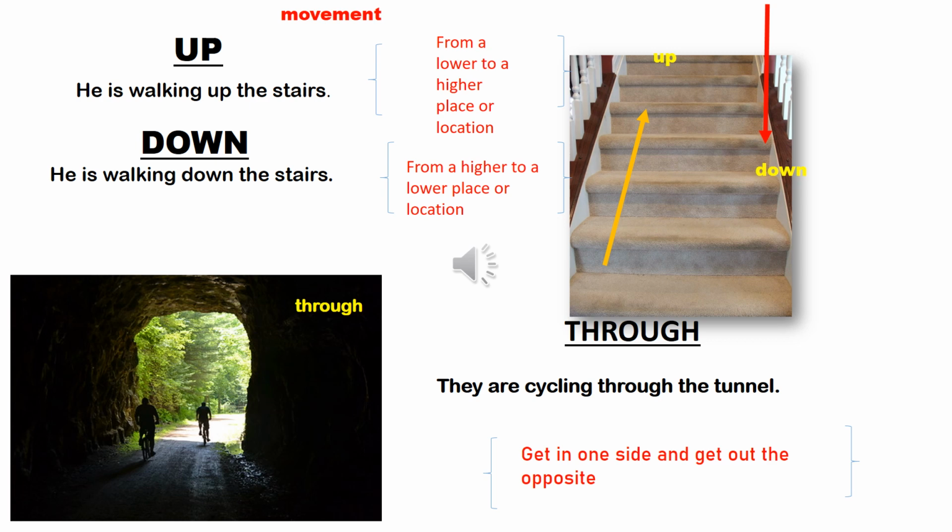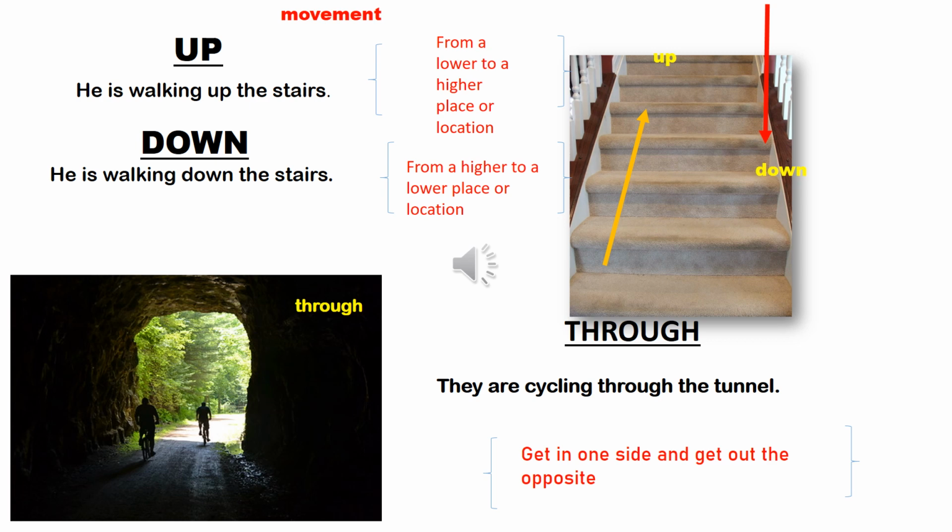He is walking up the stairs. Look at the picture. There is an orange arrow towards the upwards from the low position to the high position. That means from a lower to a higher place. That time we are going to use up. There would be a sense of movement here.